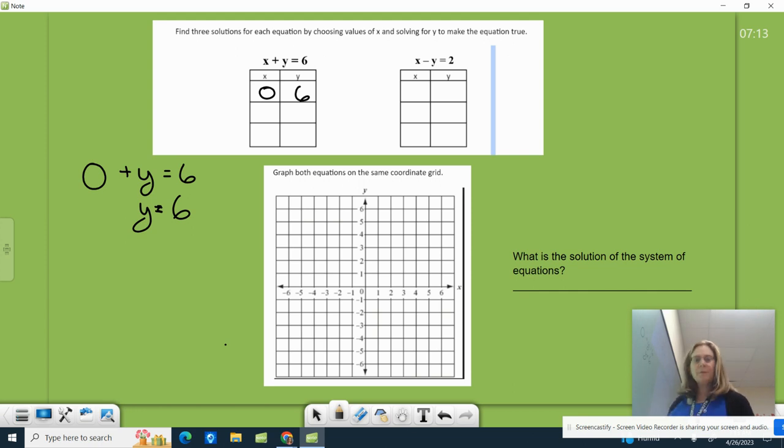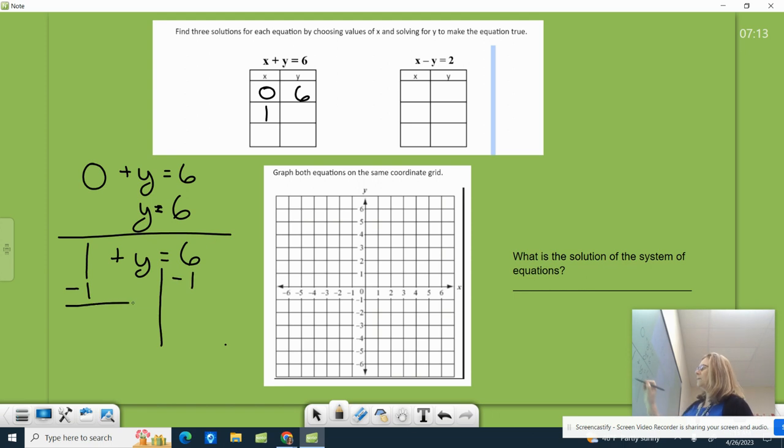That's one coordinate that would be on this line, but we need 3. So we're going to pick another number. I'm going to pick 1. You can pick any numbers you want. I'm going to put 1 in for x, and I'm going to solve for y. 1 plus something equals 6. Well, you know what that is. But if you don't, you can solve this like a two-step equation by subtracting 1 on each side, bring down my y, and then you can see that y equals 5. So that's my second point. I don't have to go in order, but I can.